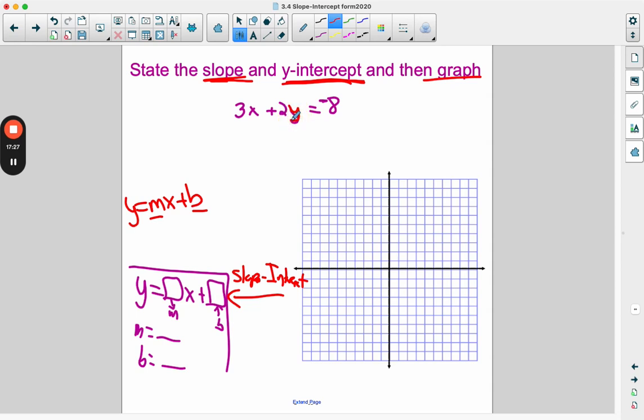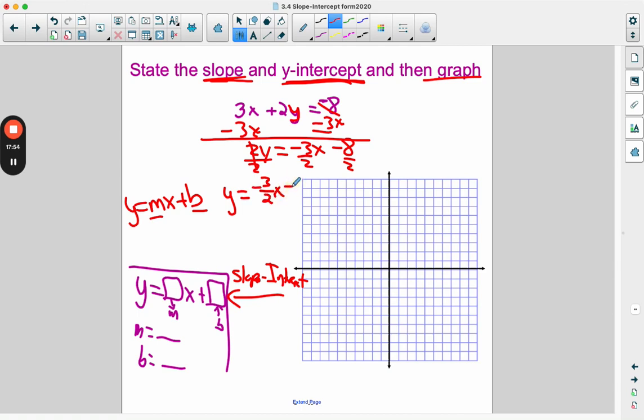For all of these that we're putting in slope intercept form, we're going to solve for y, get y by itself. So to do that, I'm going to subtract the 3x to the other side, and I would get 2y equals negative 3x minus 8. It's a negative 3x and a minus 8. It's still not solved for y. Now I have to divide everything by 2. And that's going to leave me with y equals negative 3/2 x minus 8 over positive 2, minus 4. 8 divided by 2 is 4.